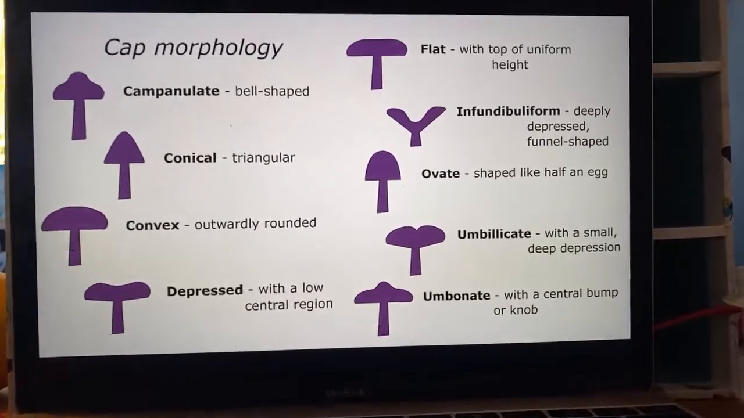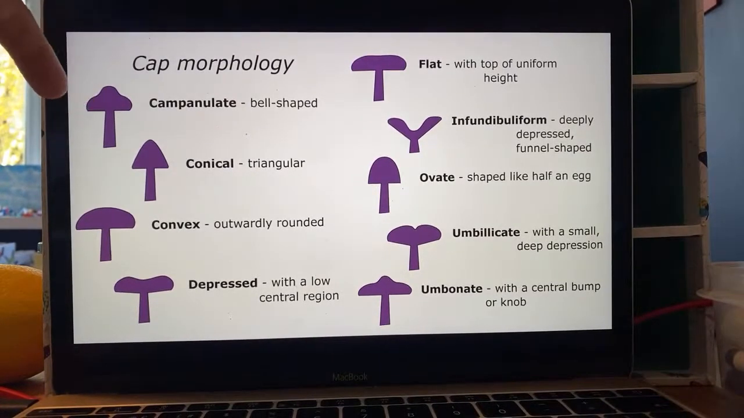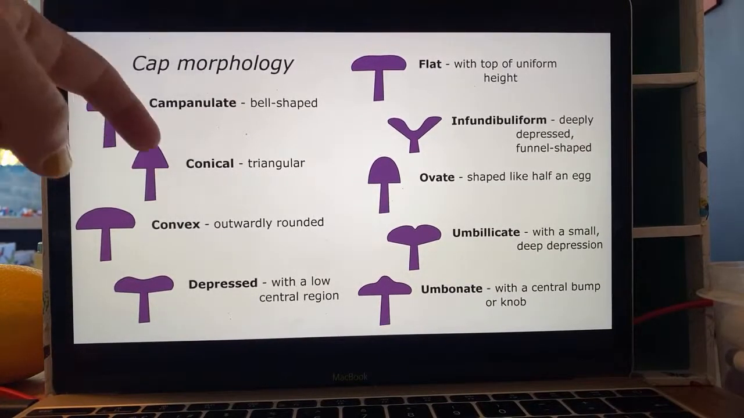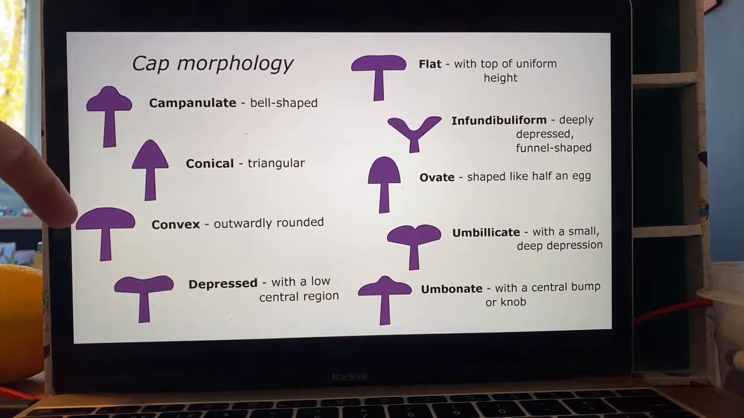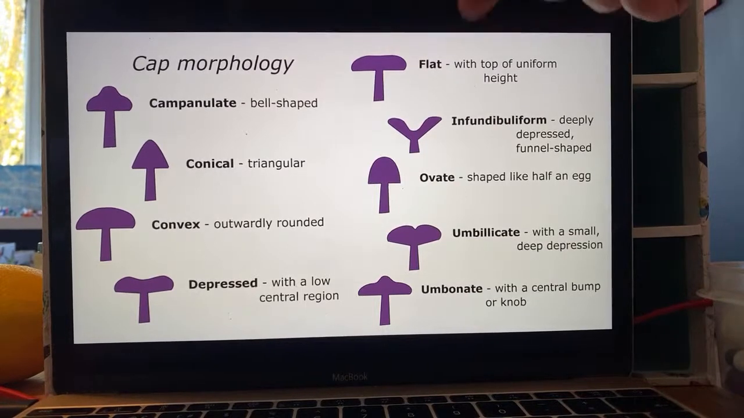So here's a picture of the 9 different cap shapes that mushrooms can have. You've got your campanulate, which looks like a bell. Conical looks sort of like a cone. Convex looks like, I'm a physics teacher, all right? For me, that just looks like a mushroom shape. Depressed. Depression is not funny, obviously. But the thought of a mushroom being depressed has gently amused me this week. So if it's got a little dent in it, that's a depressed mushroom. If it's flat, it's flat.